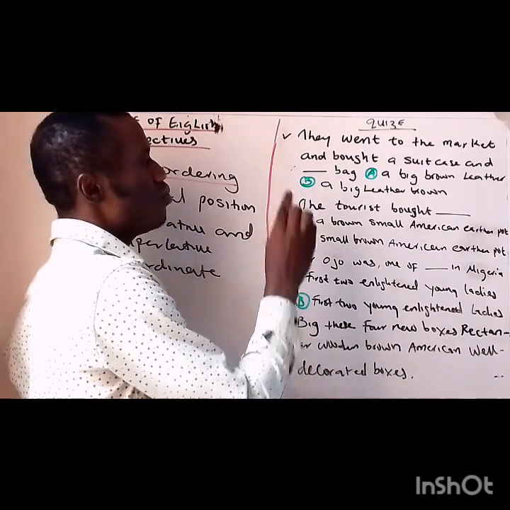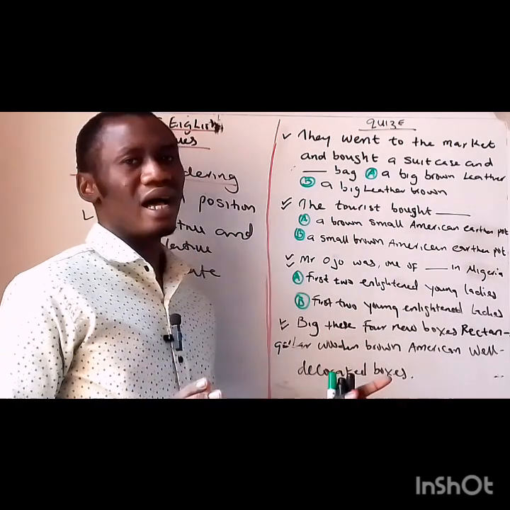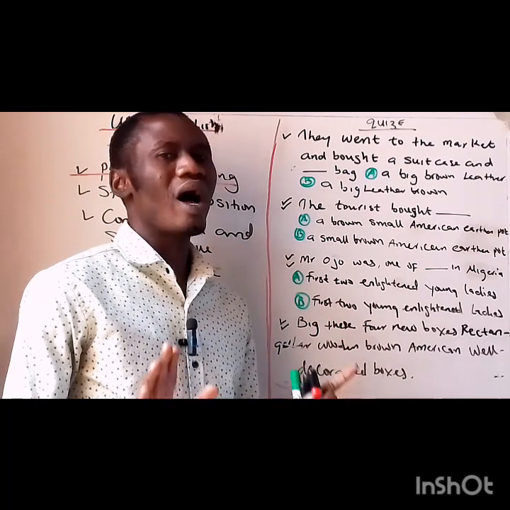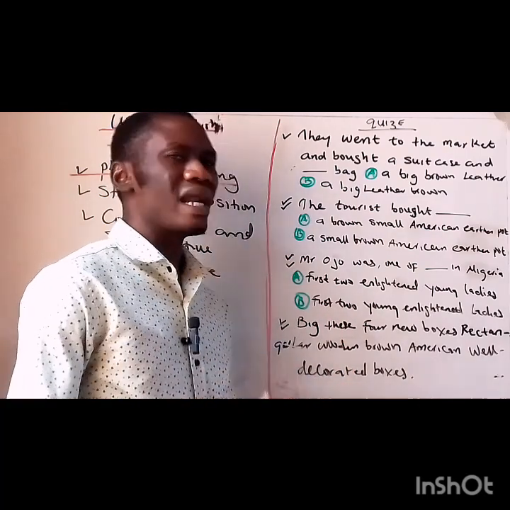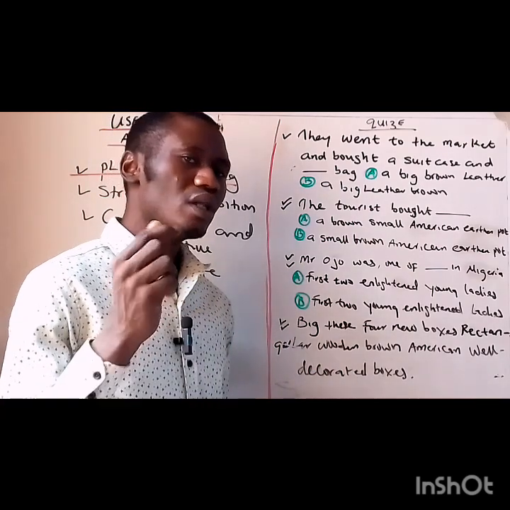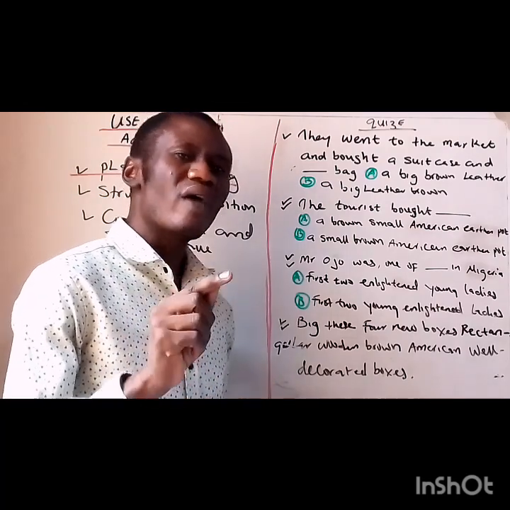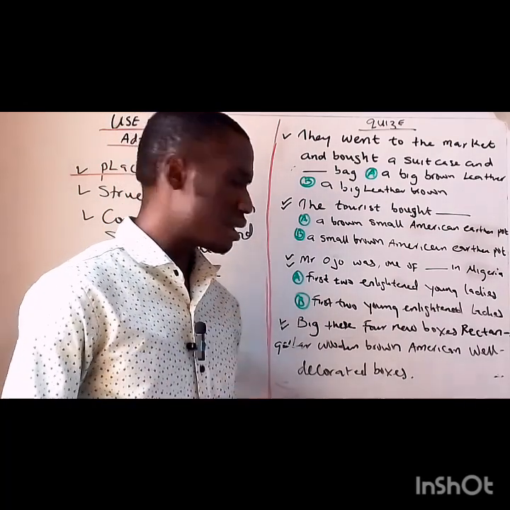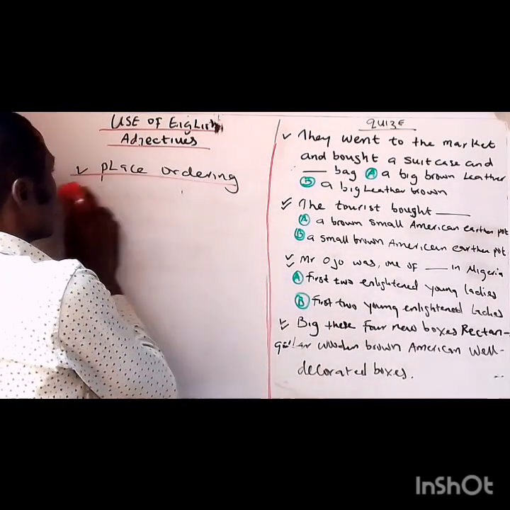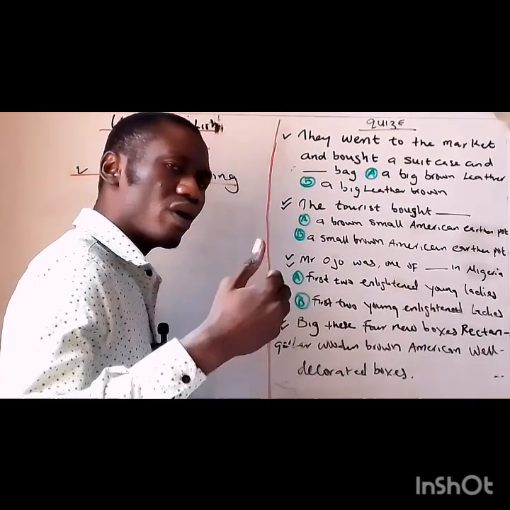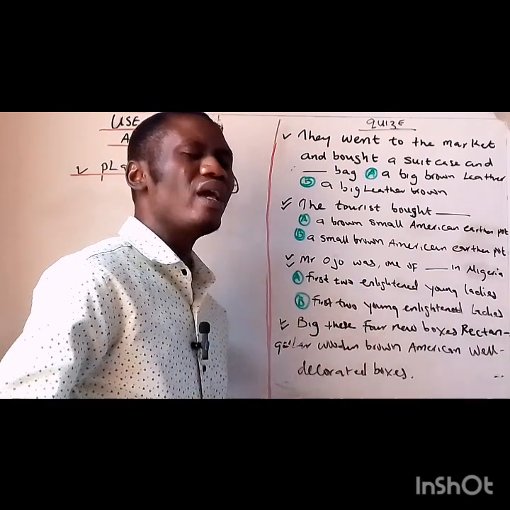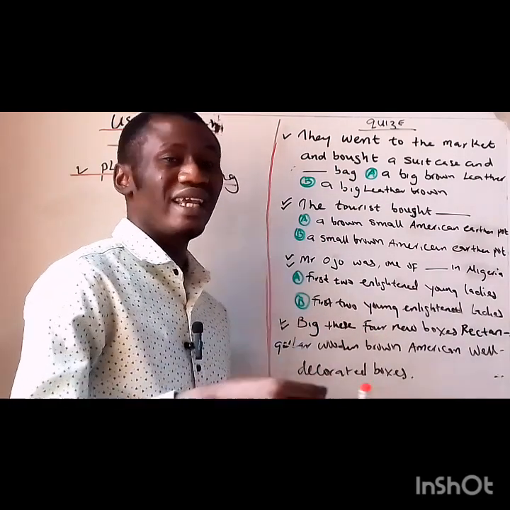We have a big leather brown bag. Is that the answer? Well, whatever you choose, we need you to hold on to your answer. Now, after the video, you can choose the correct answer and see whether you are wrong or right. Now, let's get to the topic, place ordering. What does place ordering mean? It means how adjectives fall in order of their arrangement when there are two or more adjectives in a sentence.